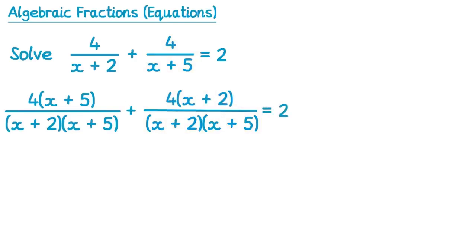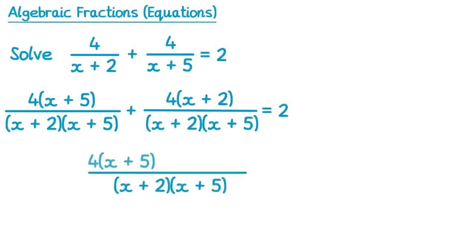Now that we have this common denominator, we can write them as one big fraction all over x plus 2, x plus 5. So on the numerators, we have 4 lots of x plus 5. Then in between them, we have a plus sign, and then 4 lots of x plus 2. And the right hand side is still equals 2.